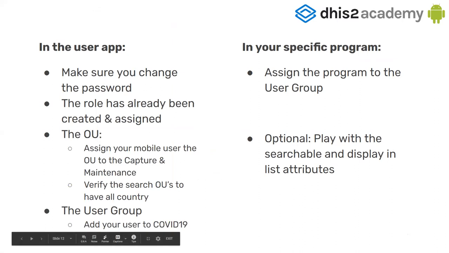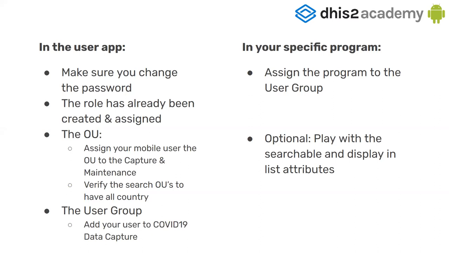Okay. Great. So I guess you know it already, but I'm going to put the link there in case you cannot find it. We are displaying on the screen what you are supposed to be doing right now, which is in the user app. Everything happens on the server now. Make sure you change the password. You assign the role to your mobile user. You assign the org unit to your mobile user. You verify the search org units. You add yourself to the user group, COVID data capture.